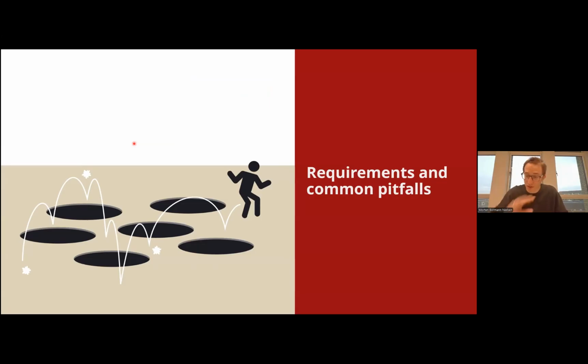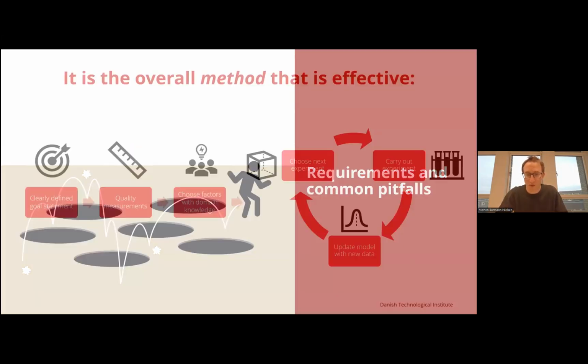So instead, I want to sort of highlight with 3 last points, just requirements and common pitfalls you should be aware of when you work with Bayesian optimization in the real world, and not just using Brownie Bee, but it applies to Brownie Bee as well.